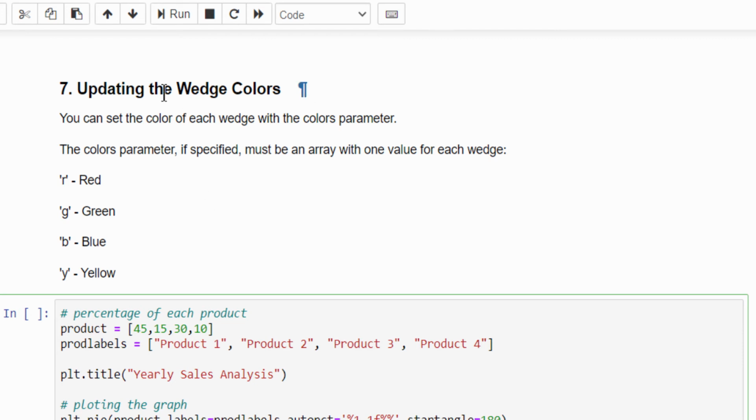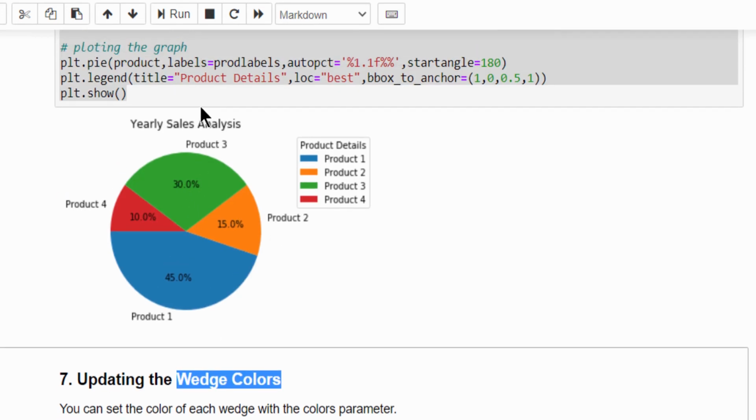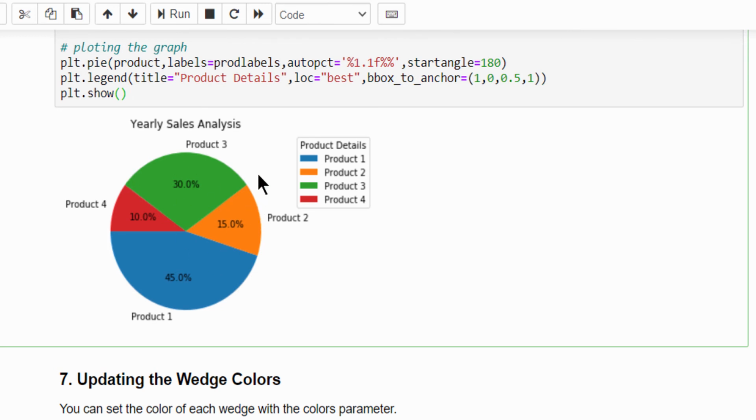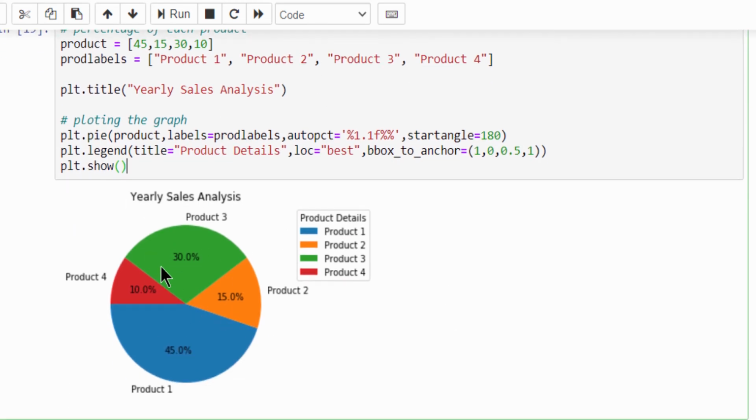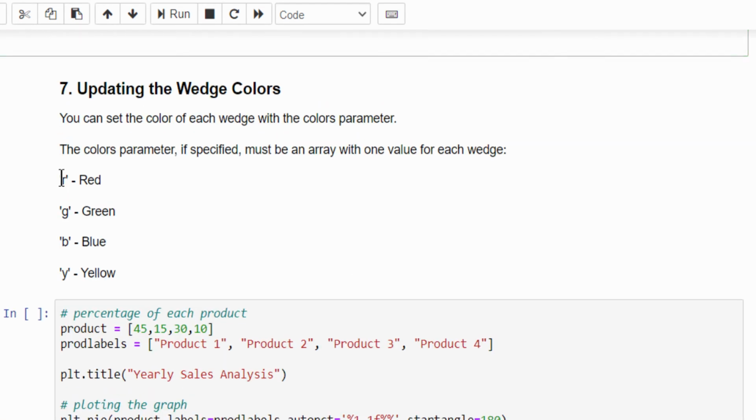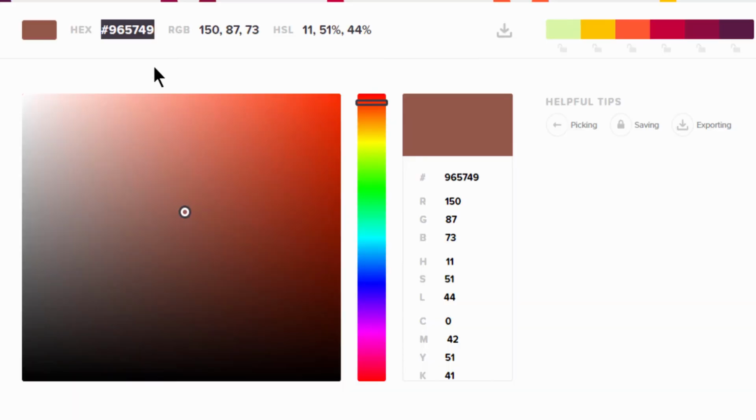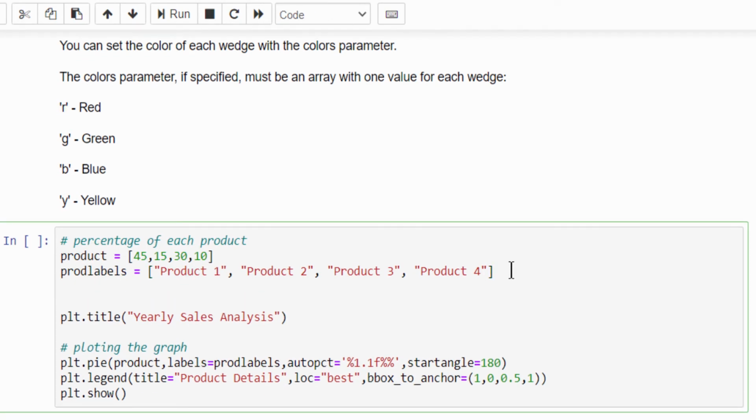Next one, updating the wedge color. So here it's an auto generated color. We can also change these wedge colors. Few examples, like you can mention full color name or letter. Sometimes we can also mention the color code. Everything will work. So my colors is equal to product 1 orange, product 2 yellow, white, product 3 within the double quotes light green, product 4 color code.